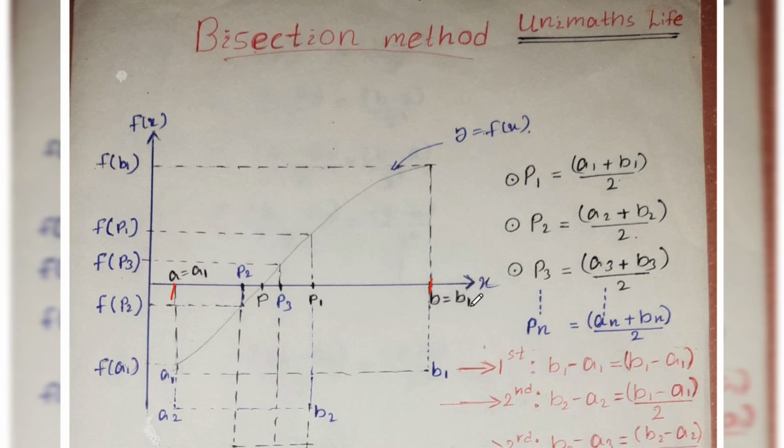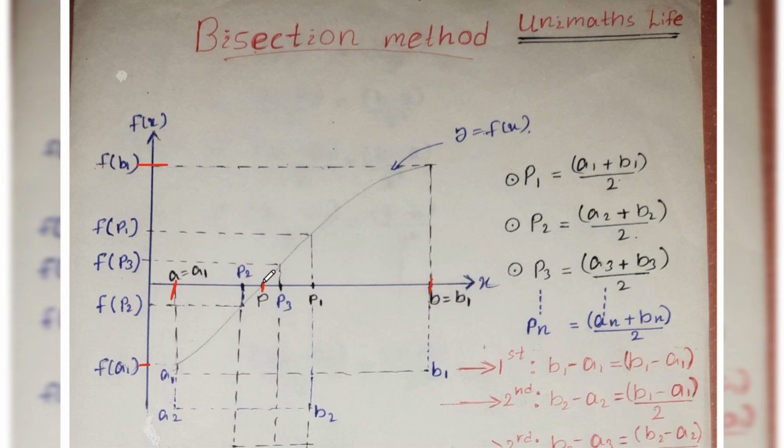Now the second one is that we need to choose two points in the interval such that f(a1) and f(b1) have opposite signs. It means in this figure, for a1, f(a1) has a negative sign, and for b1, f(b1) has a positive sign. Therefore we can say that f(a1) and f(b1) have opposite signs. Also, definitely we can say that this continuous function intersects the x-axis at a root. It is p. So we need to find the value of p by using the bisection method. Let's see how to find the value of p by using the bisection method.